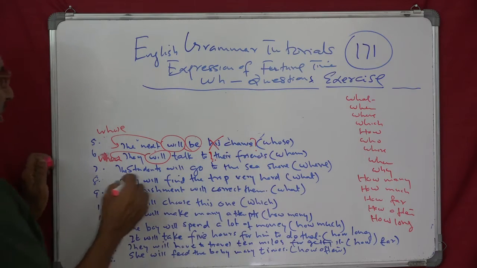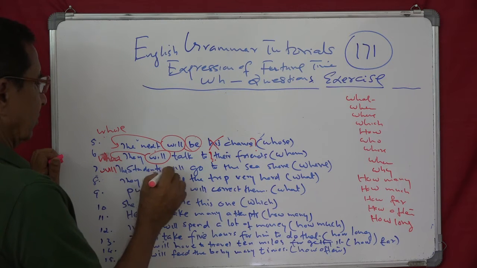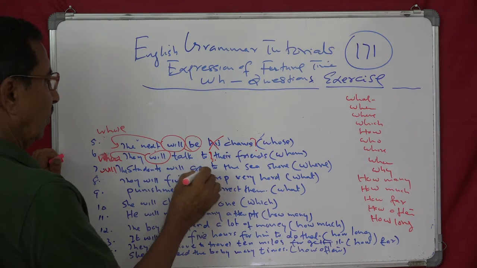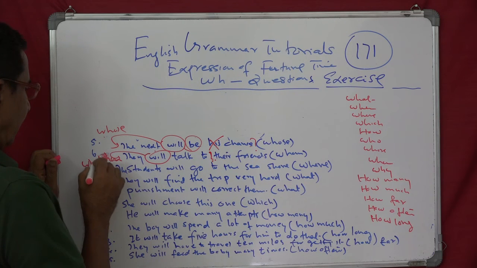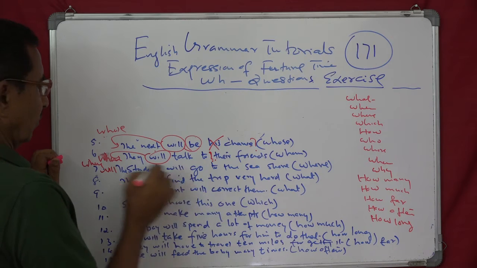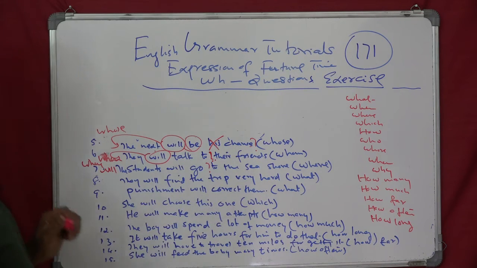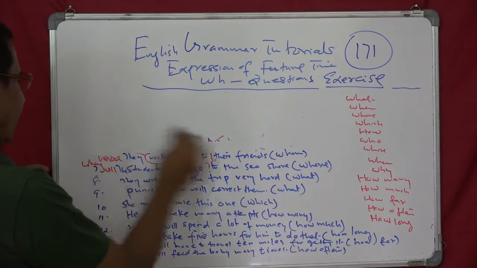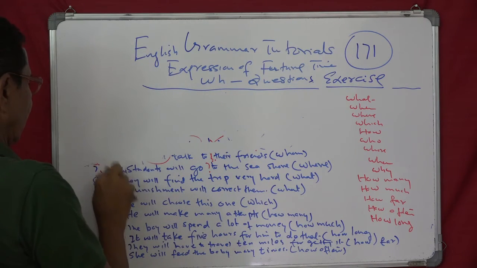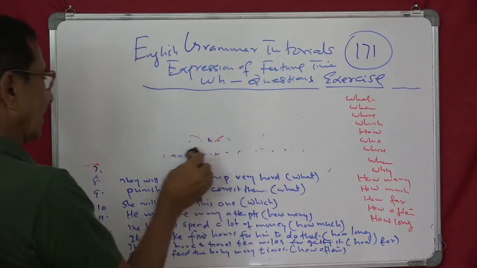Where? The students will go to the seashore. Will the students go? Will the students go to the seashore? Where will the students go? Question mark. Where will the students go? Okay? Yes. Again, so that the board does not look crowded. No, that's it. Yes.